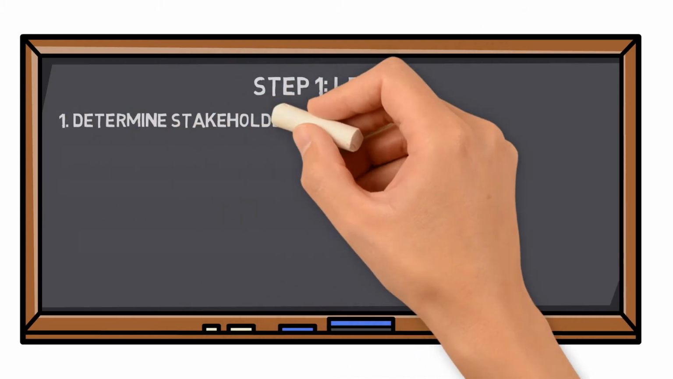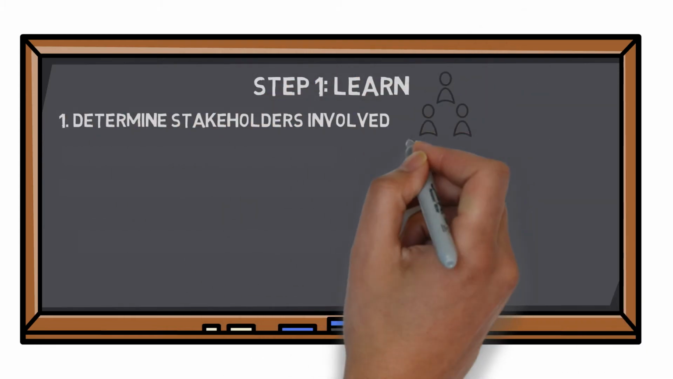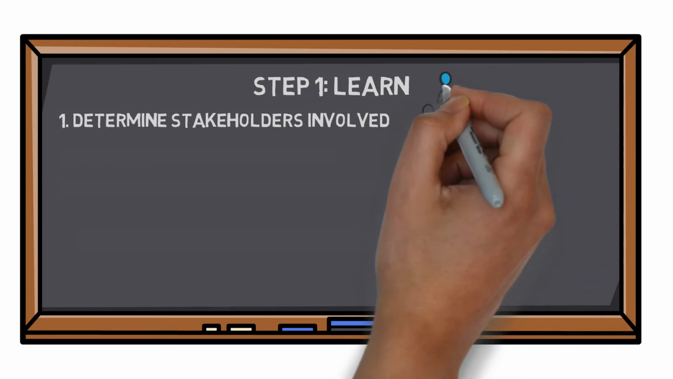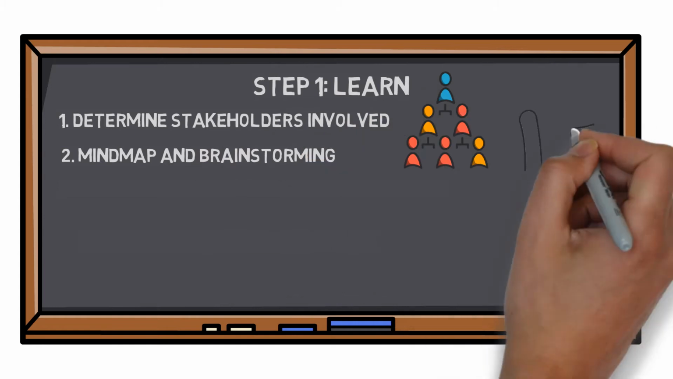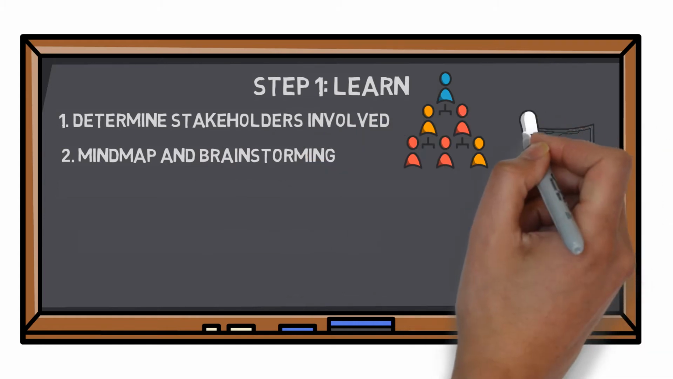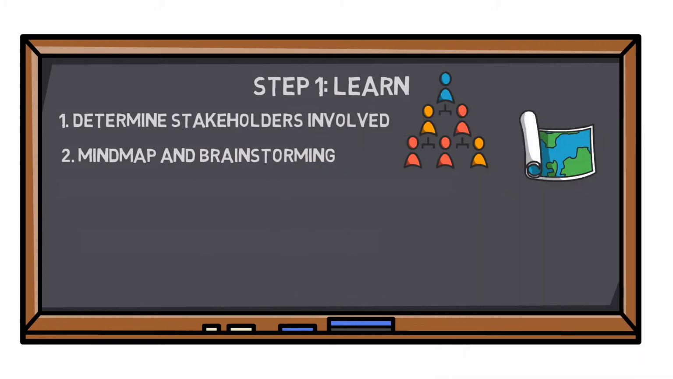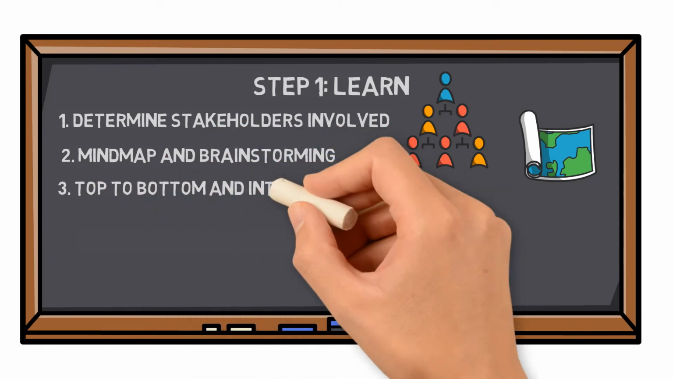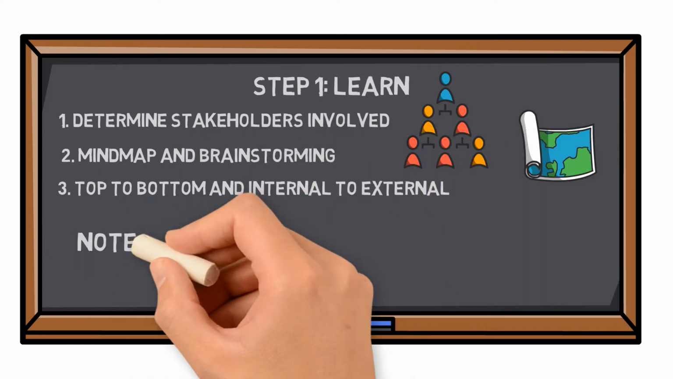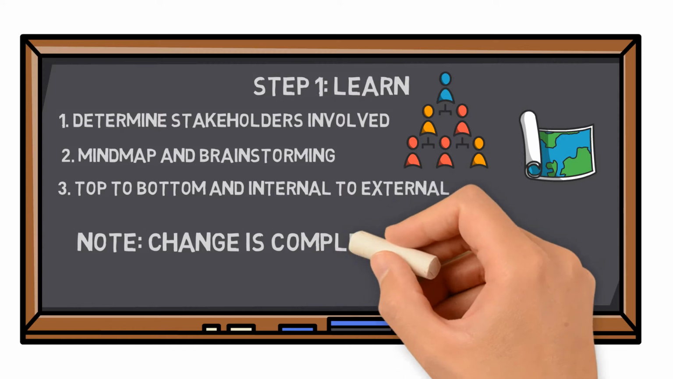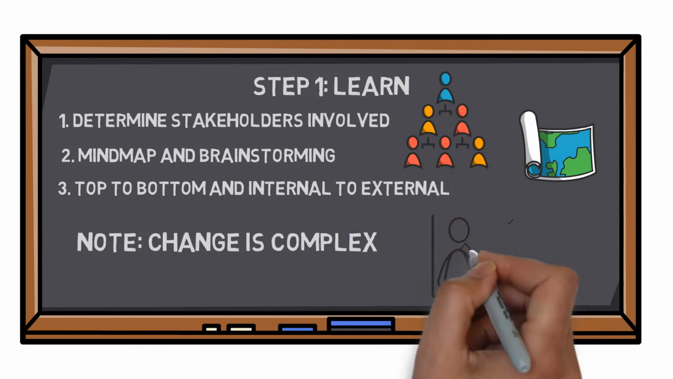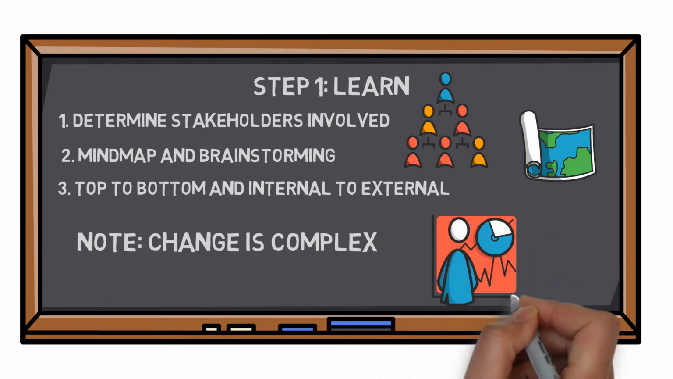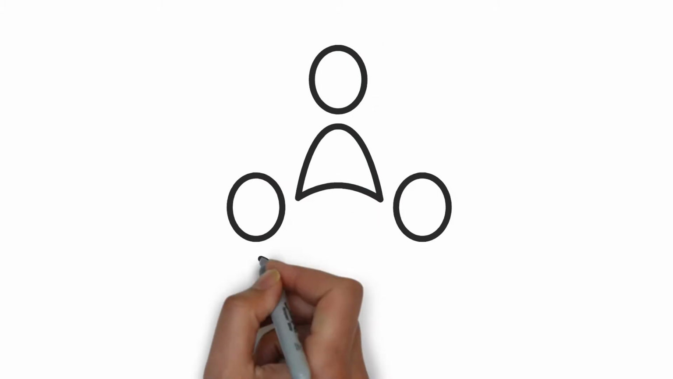Step 1. Learn. To enact any change, an organization must determine all stakeholders involved within the confines of the particular change. A good way of doing this is to create a mind map, a type of brainstorming allowing your organization to identify the key players from top to bottom and internal to external involved within the change. Remember, change is a multifaceted concept. When you change one thing, usually most of the organization is going to be affected one way or another. Be sure to be thorough.